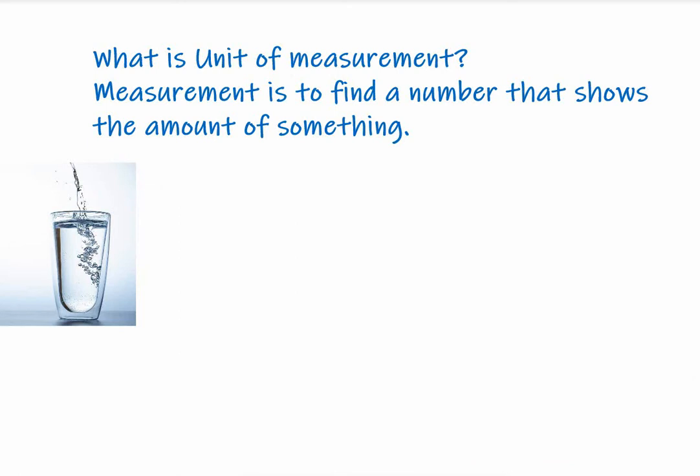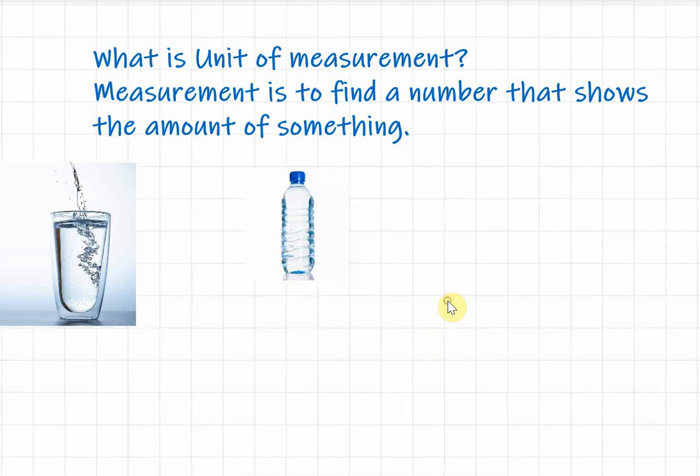Let's start the concept. What is a unit of measurement? Measurement is to find a number that shows the amount of something. What does it mean? Let's look at some examples with pictures. Below I have water in a glass and water in a bottle. If I ask you how much water you have, you may tell me you have a glass of water or 500 milliliters of water. You just told me the measurement of liquid here.